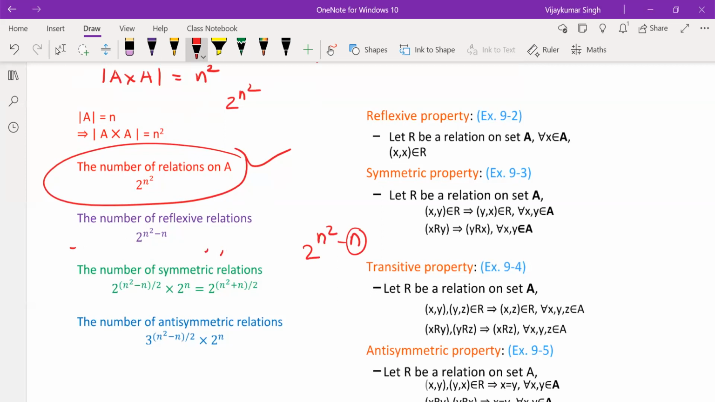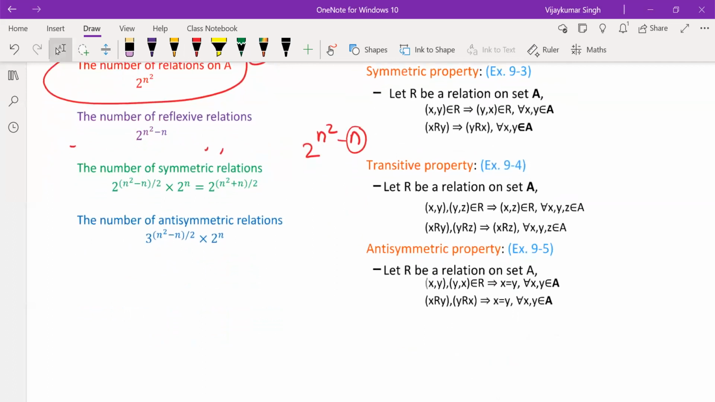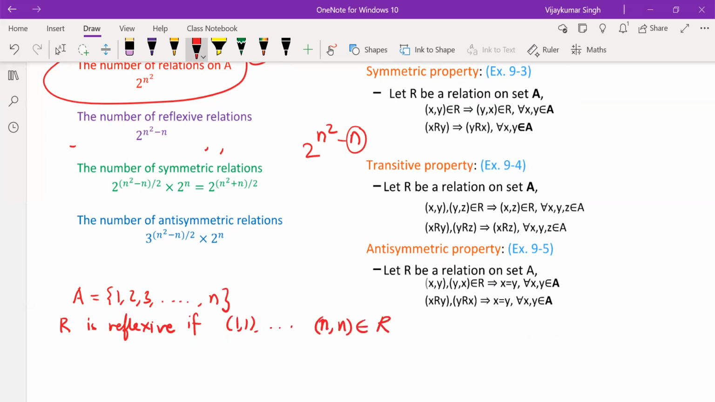Okay, let's try to write this properly again. Let me write down the idea behind it. So let's take set A to be 1, 2, 3, up to n. Now, R is reflexive if (1,1) all the way to (n,n) belong to R, right? So now, how many elements remain from A cross A?